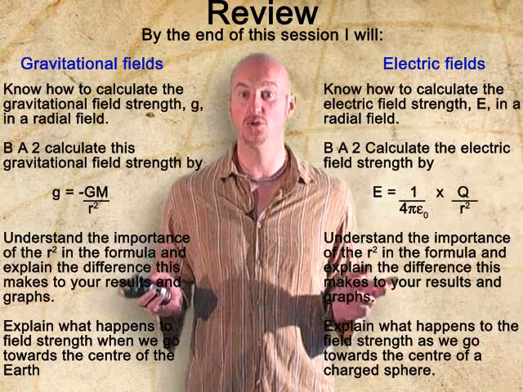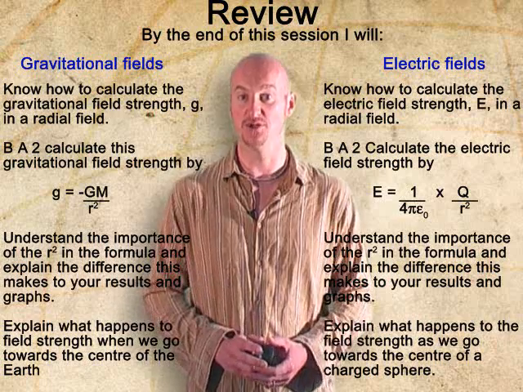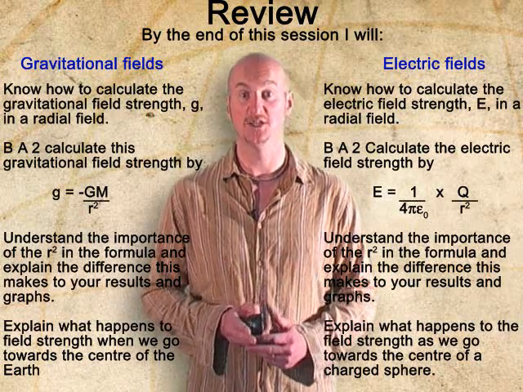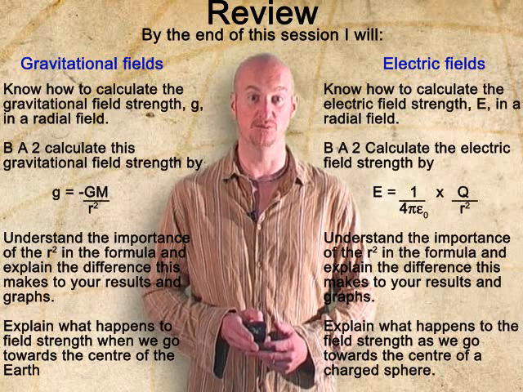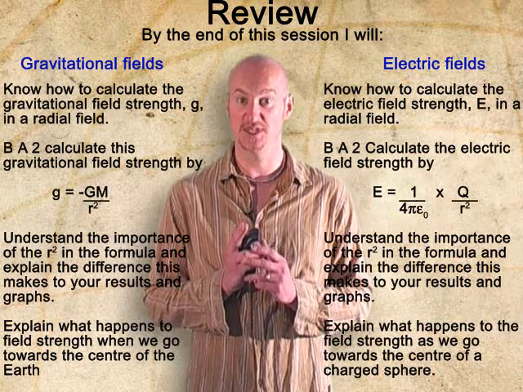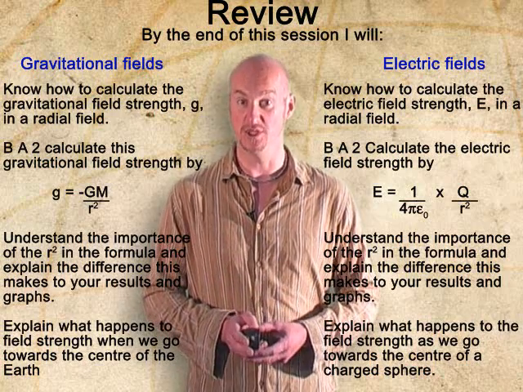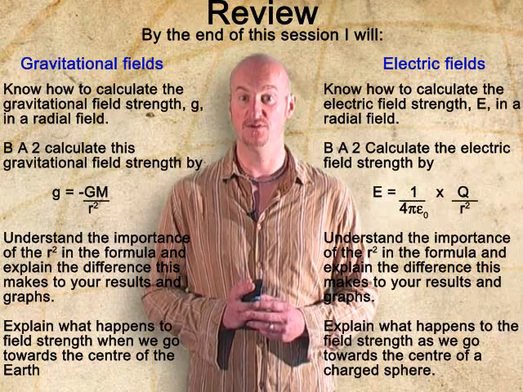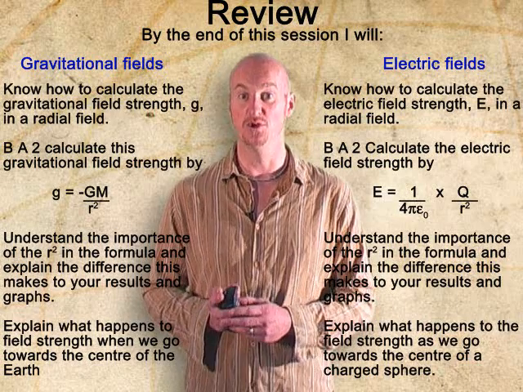You can also show the difference between a graph showing a relationship of 1 over r and 1 over r squared, and you should be comfortable with sketching both these graphs in the exam. Be careful and understand which relationship is which. Potential is proportional to 1 over r and field strength is proportional to 1 over r squared.